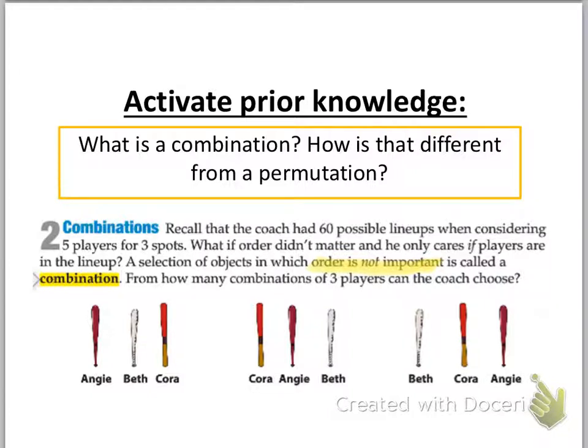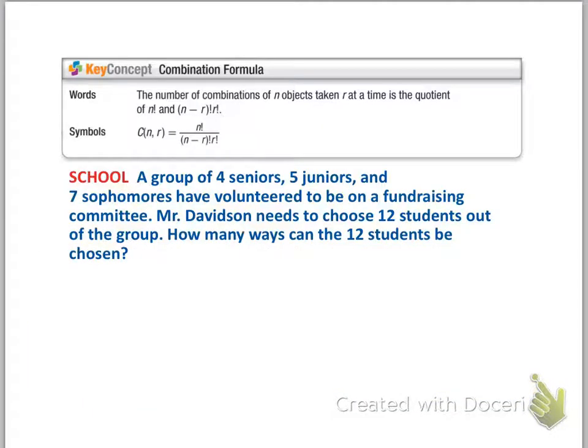So how is that different from a permutation? Order doesn't matter. So for example, Angie, Beth, Cora, these are all the same possibility. So in a combination, we would only count this as 1, not as 3 separate. In a permutation, we would count it as 3 separate. So let's look at an example. Here is your formula for combinations, and again, I will give this to you on an exam or quiz.